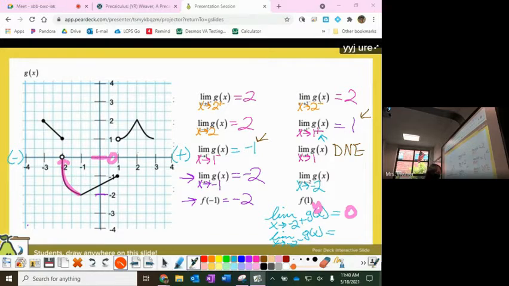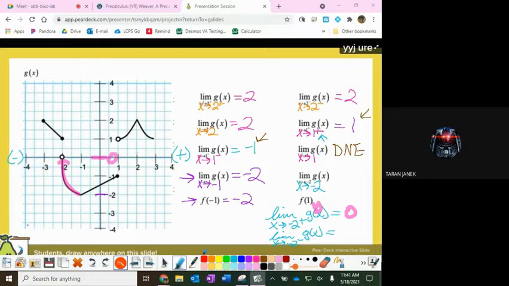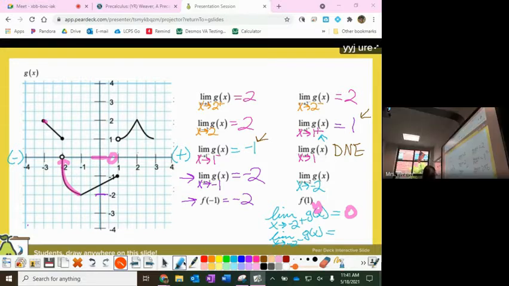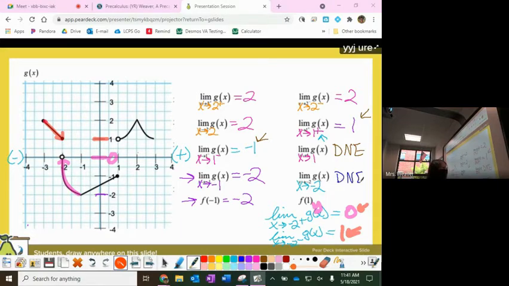What about from the left side, Taryn? As we approach -2 from the left side, what's our y value approaching? It's +1. We're approaching a y value of +1. And because it's not the same from the left and from the right, what do we say? We say the limit of g of x as x approaches -2 does not exist. It's got to be the same as it approaches from the left or right to exist. So that does not exist.